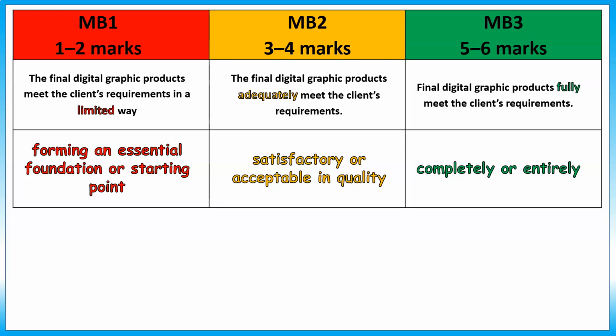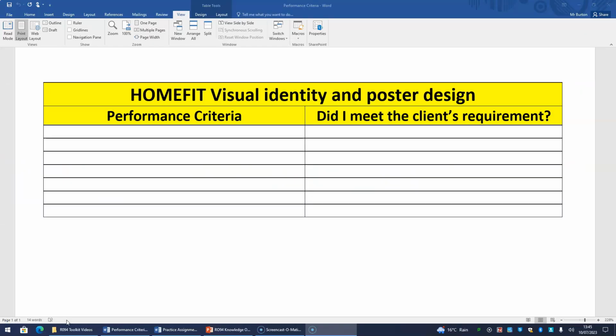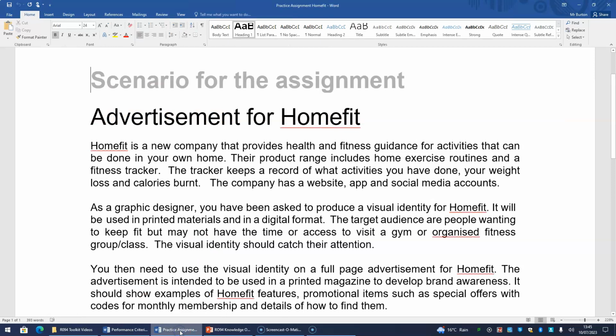So I'm going to flick over now to the performance criteria template, and we're going to move on from there. So here's a performance criteria template, and on the left hand side you put your performance criteria, and on the right hand side you can explain, did I meet the client's requirements? So what you need to do, let's go to the practice assignment here. This is the client's brief, set assignment and the scenario for the task.